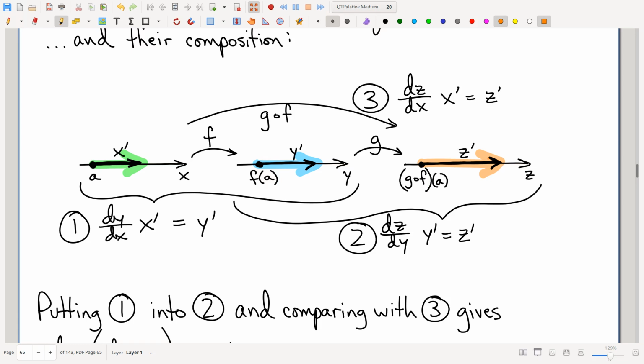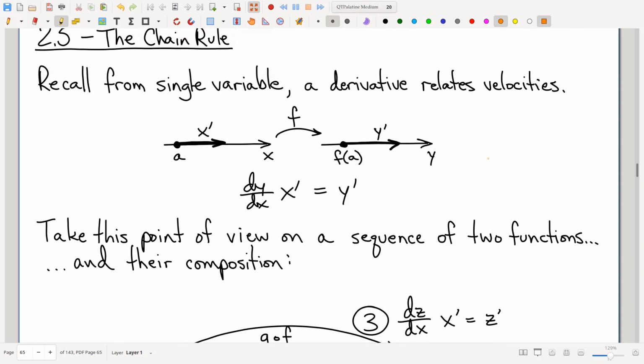Now, I remind you, with this established, that we've got these three different variables, each of which is changing, each of which has a velocity. Let's remember that the derivatives of F and G we're going to think of as factors. It's what you multiply input velocities by to get output velocities.